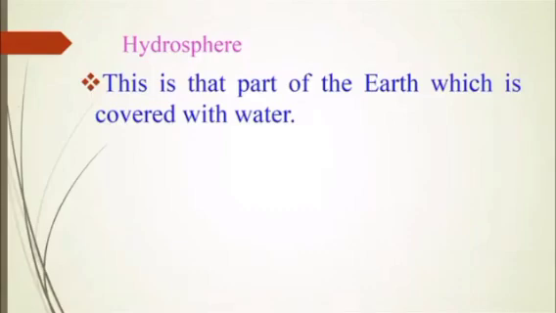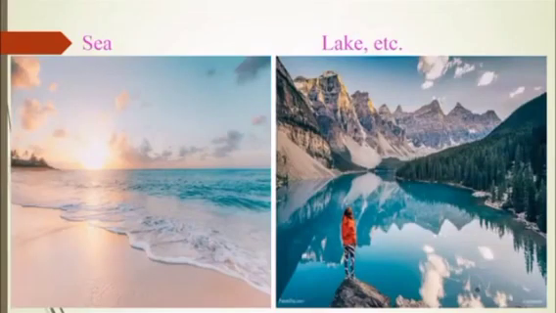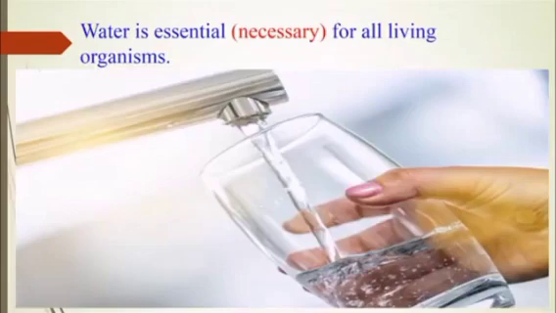Hydrosphere is that part of the earth which is covered with water. It includes all types of water bodies like ocean, river. Here we can see the pictures of ocean and river, sea, lake, etc. Here we can see the pictures of sea and lake. Water is essential for all living organisms. Essential means necessary. So, water is necessary for all living organisms.